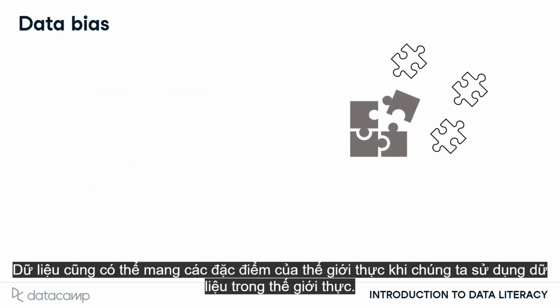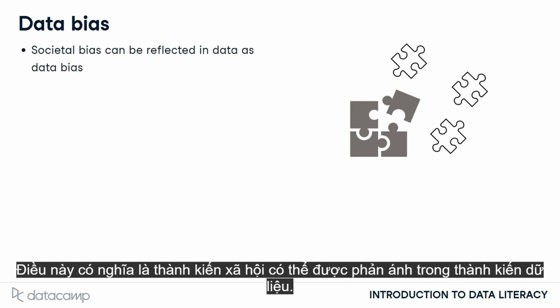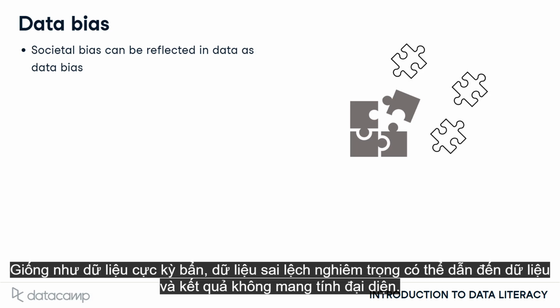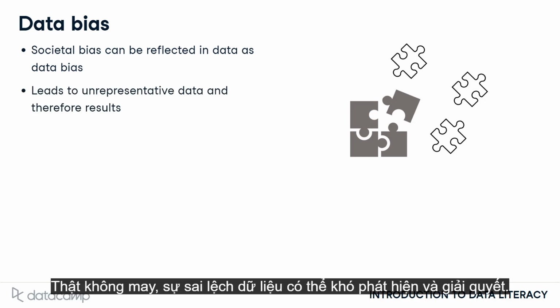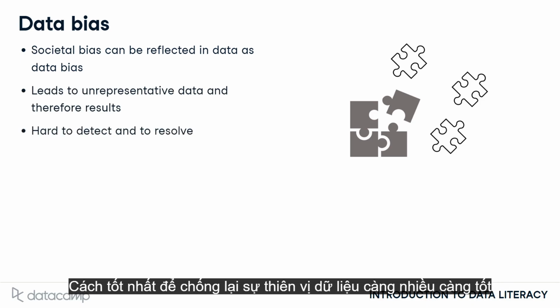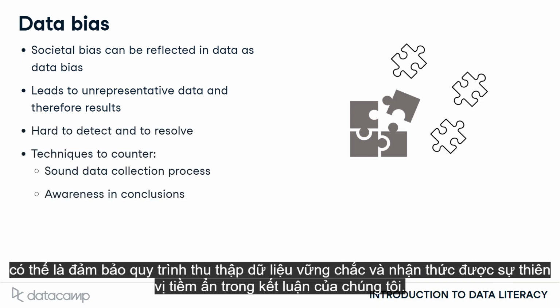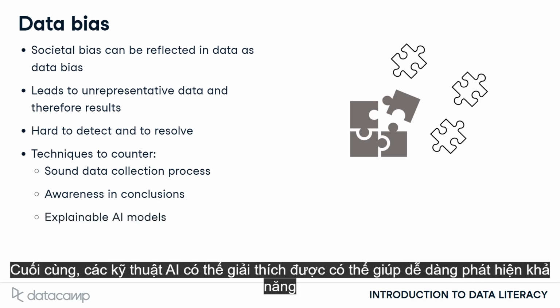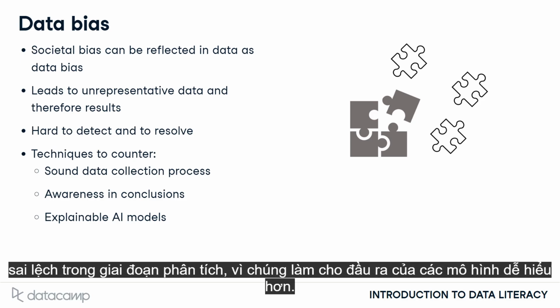The data can also take on real-world characteristics, as we use real-world data. This means that societal bias can be reflected in data bias. Like extremely dirty data, severely biased data can lead to unrepresentative data and results. Unfortunately, data bias can be hard to detect and resolve. The best way to counter data bias as much as possible is to ensure a solid data collection process and be aware of potential bias in our conclusions. Lastly, explainable AI techniques can help to more easily detect possible bias during the analysis phase, as they make the output of models more interpretable.